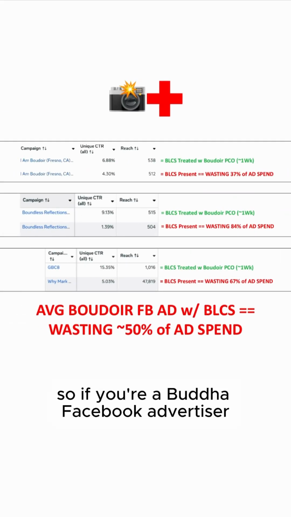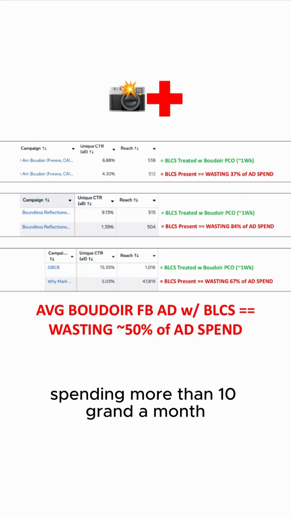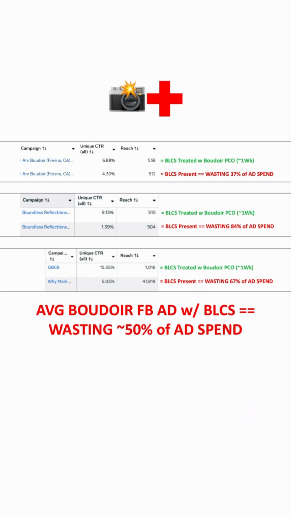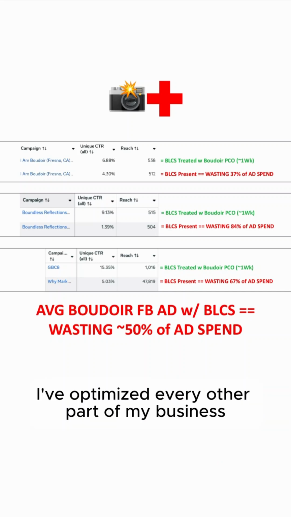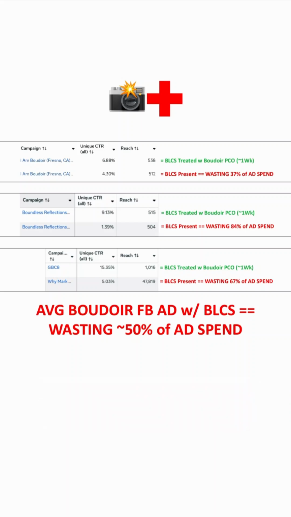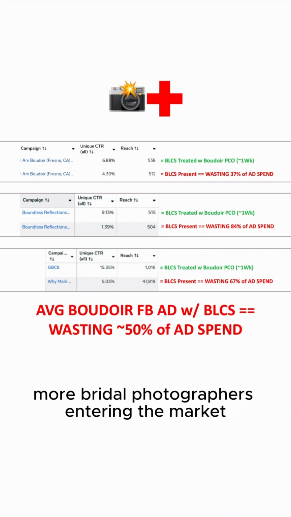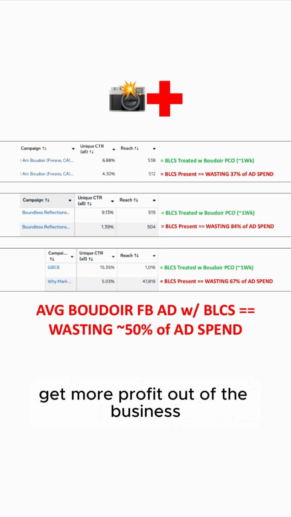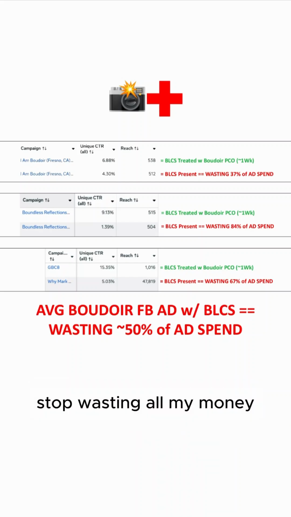So if you're a Boudoir Facebook advertiser spending more than 10 grand a month on Boudoir Facebook ads, and you decide, all right, I've optimized every other part of my business, I gotta pull some more profit out of this because there's inflation, prices going up everywhere, more Boudoir photographers entering the market. I need to find some way to optimize the business, get more profit out of the business, stop wasting all my money.